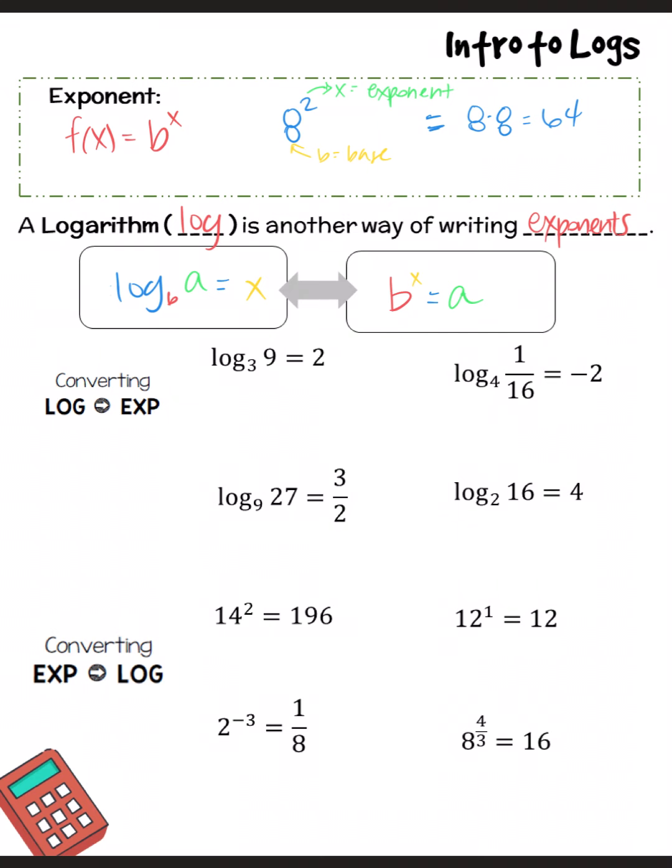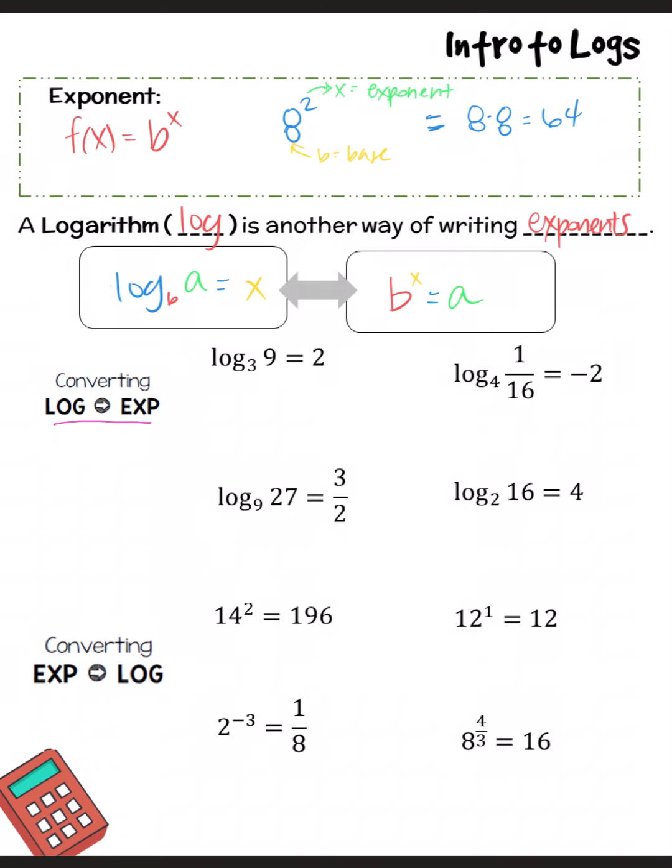So I did these in the same colors, so I rewrote it. This base b of our log is the base b of our exponent, our exponential function. This a of our log, what we're taking the log of, is what our exponential expression equals. What our log equals, the x, is what our base is raised to. Okay, so let's look at these examples here, and hopefully it will make more sense.